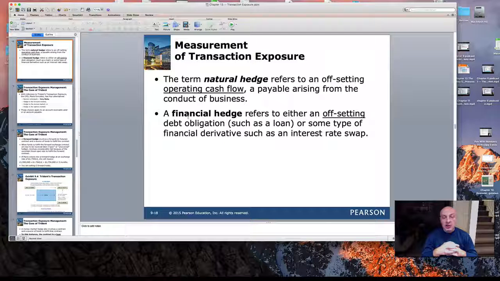A financial hedge will refer to either an offsetting debt obligation, such as a loan, which we'll see in podcast 2, or some other type of financial derivative, such as an interest rate swap or other types of financial derivatives.